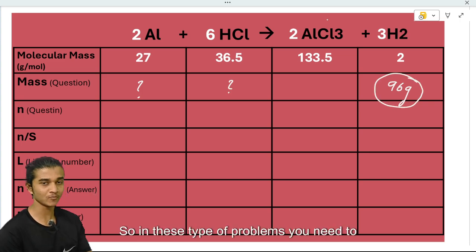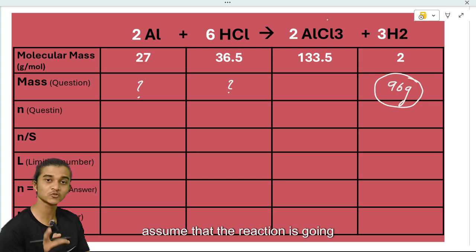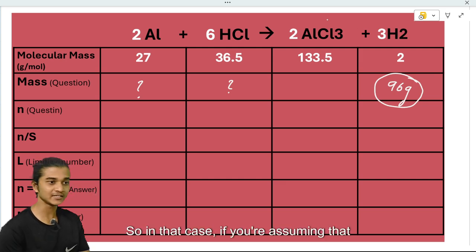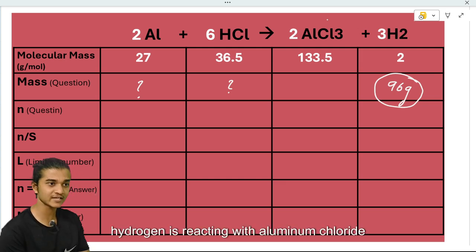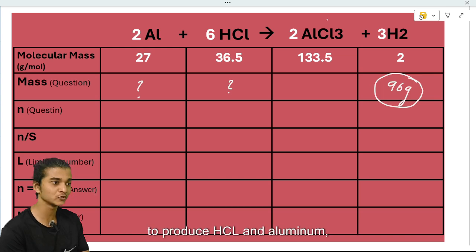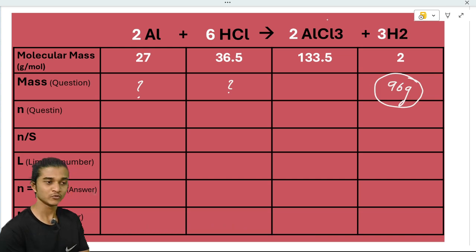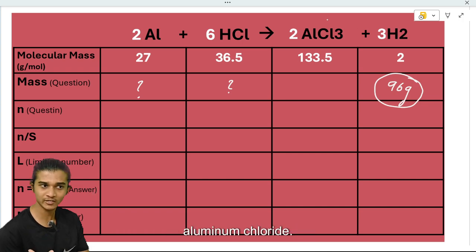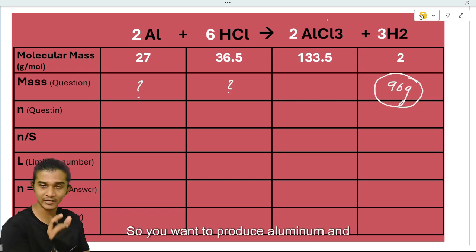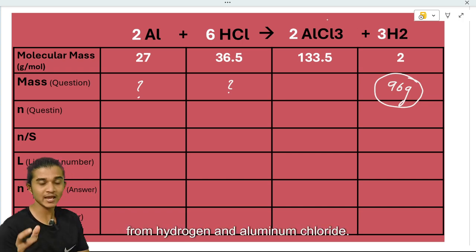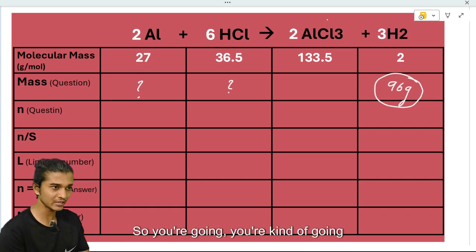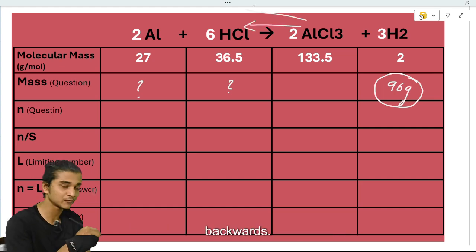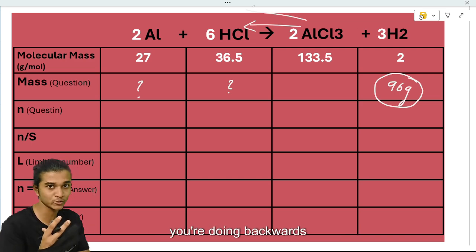So in these types of problems, you need to assume that the reaction is going backwards. So if you are assuming that hydrogen is reacting with aluminum chloride to produce HCl and aluminum, you'd basically take an unlimited amount of aluminum chloride. So you want to produce aluminum and hydrochloric acid from hydrogen and aluminum chloride. So you're kind of doing the reaction backwards. You're not actually doing it, but you're just assuming you're doing it backwards.